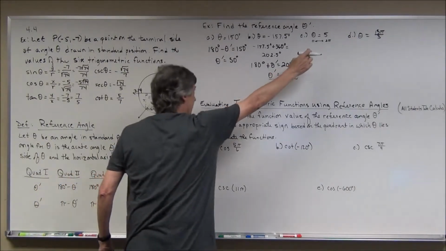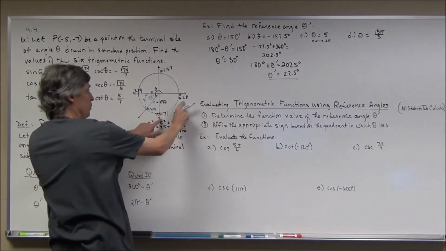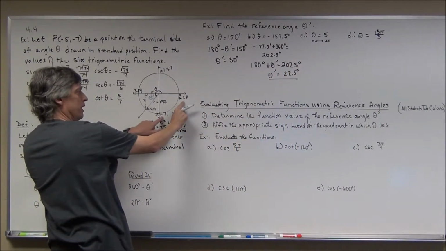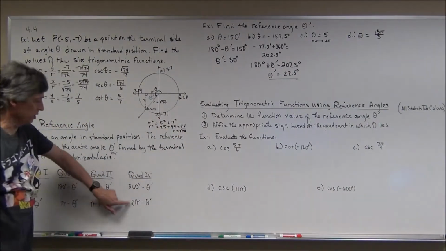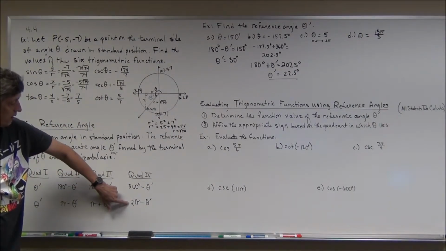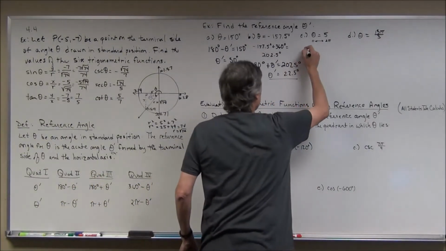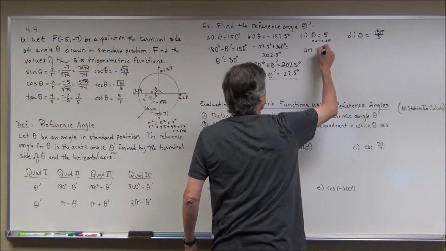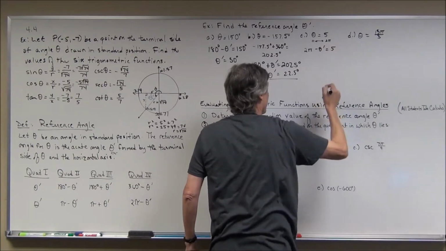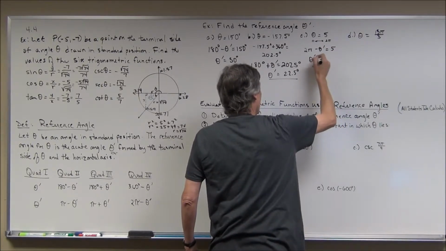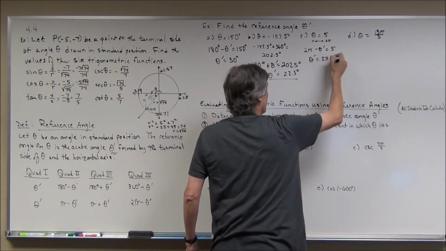Do you see how 5 is going to be between these two? It's going to be in the fourth quadrant. So in the fourth quadrant, with respect to radians, my relationship is 2 pi minus theta prime. So I'm saying 2 pi minus theta prime is going to equal 5. So that means theta prime is going to be 2 pi minus 5.